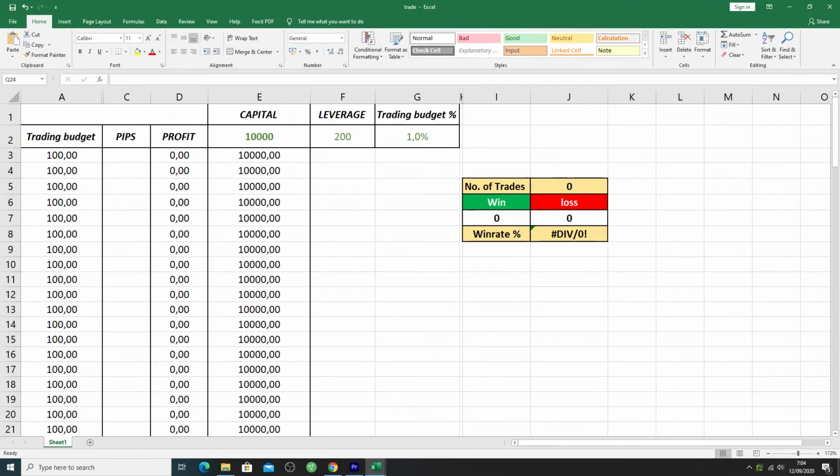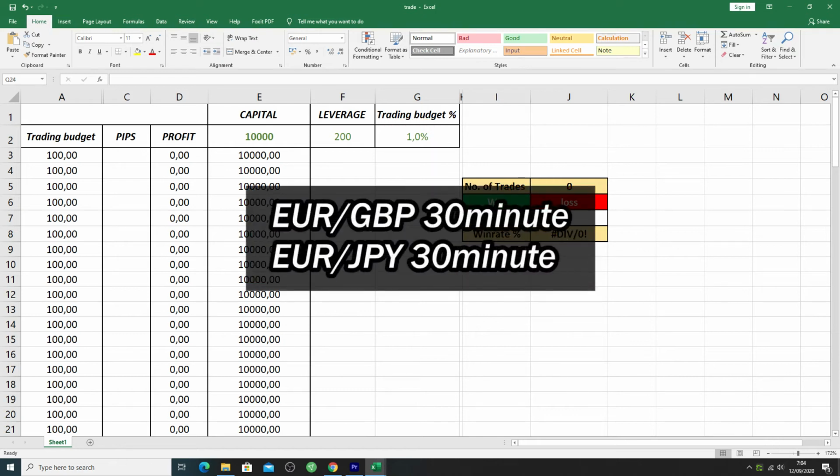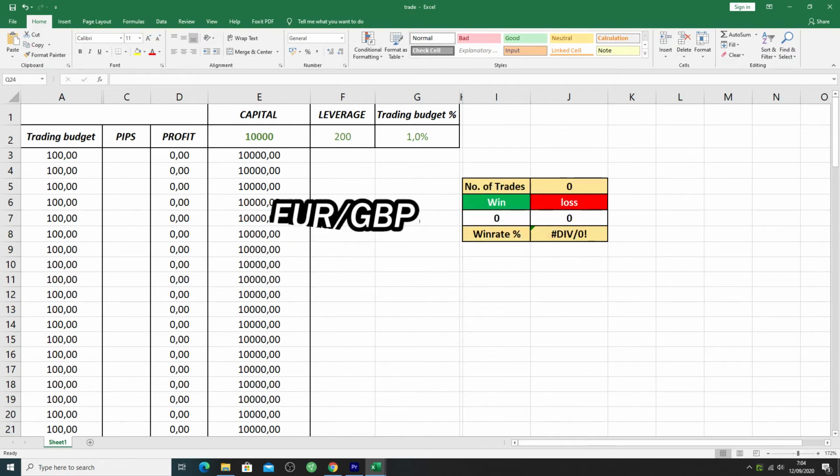So I'm going to record my backtest using this Excel sheet that I created. I'm going to be trading with a starting capital of $10,000 with 200 times leverage per trade, but I'm only taking positions with 1% of my capital so that I would not blow up my account. I am also trading the Euro GBP 30-minute chart and the Euro JPY 30-minute chart.